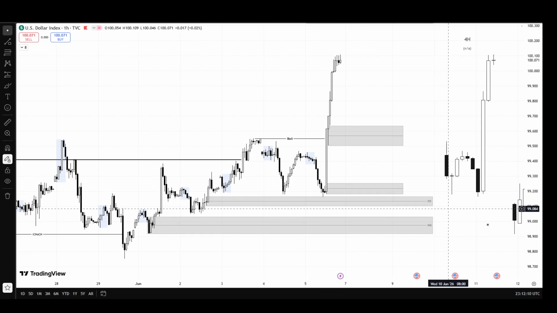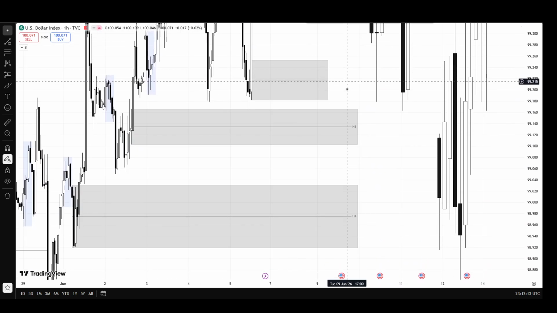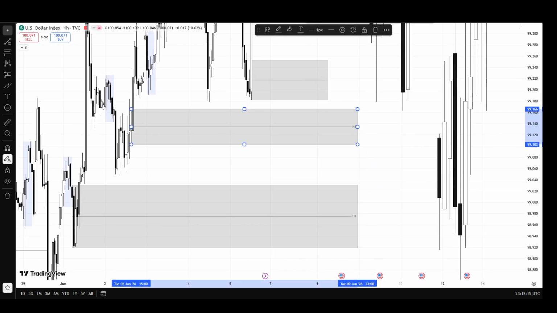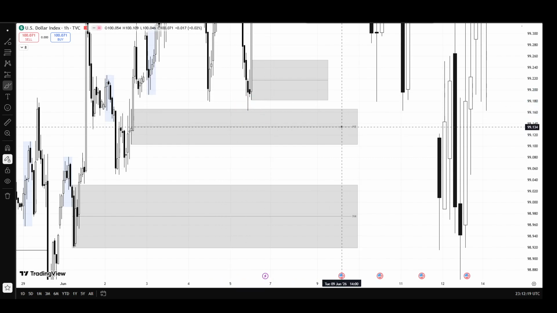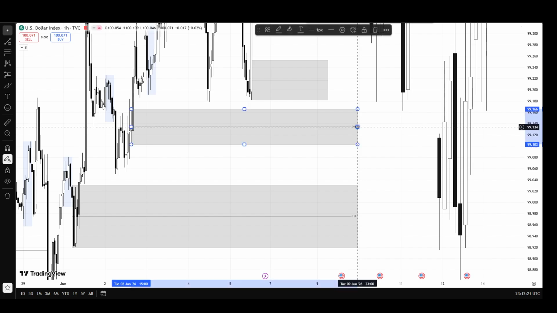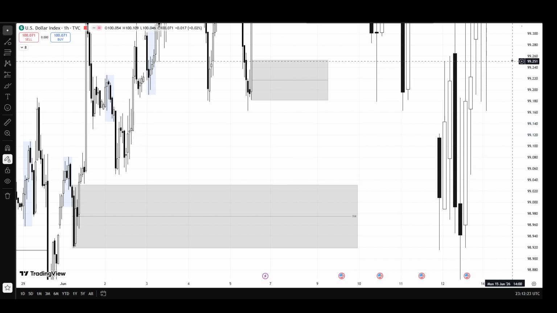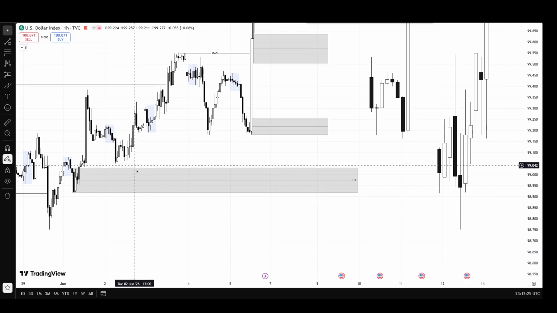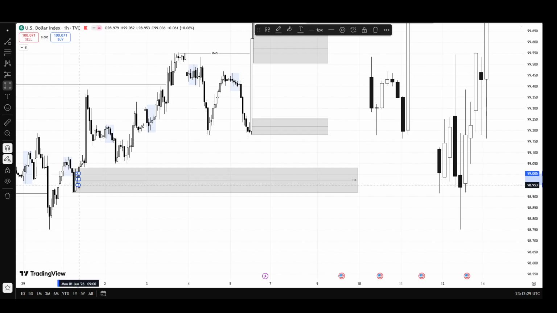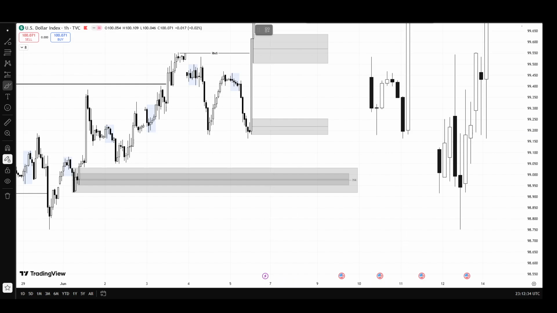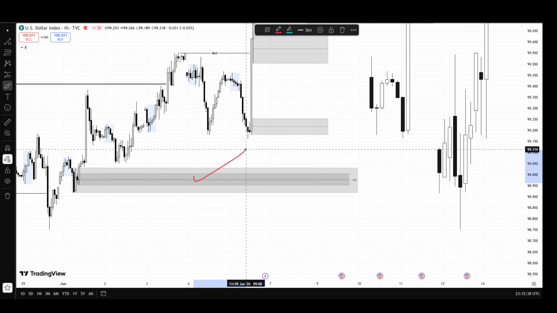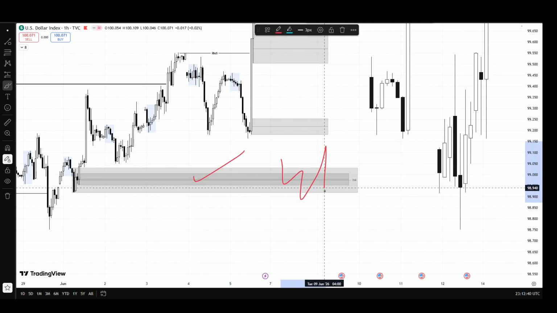All right, so as you can see, price mitigated that other block here. So this has been mitigated, so our point of interest is no longer on that other block. Again, our point of interest is on this H1 other block. All right, so as you can see, the H1 is embedded inside the H4 other block. So this is a valid zone to then buy on the lower time frame shift.